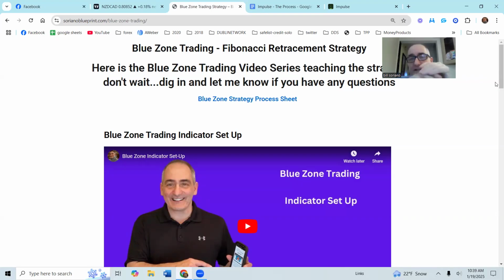This is a strategy that I teach. This is a free strategy. You don't really need to be part of our company or our community to access it. This is my Blue Zone trading strategy, which is a Fibonacci retracement strategy. The way I teach it here on this page is on the higher time frames. You look for the trend on the 1 hour and the 4 hour, and then you take your trades on the 1 hour.